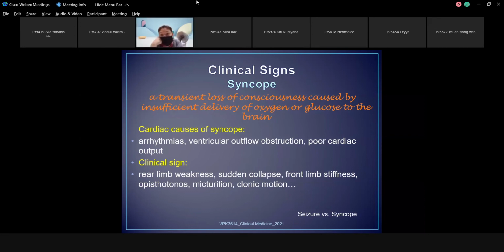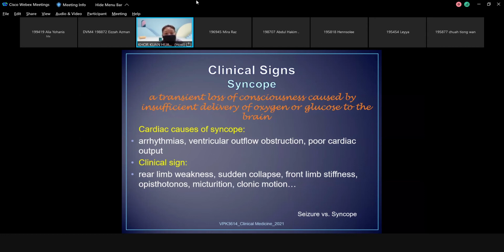Those signs, do they look like seizure or not? Yes or no? Yes. So those signs, especially forelimb stiffness and opisthotonus, they look like seizure, isn't it? So often owners, when they panic, will come and tell you, doctor, my dog has a seizure.